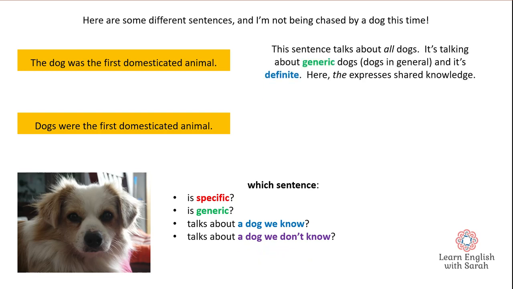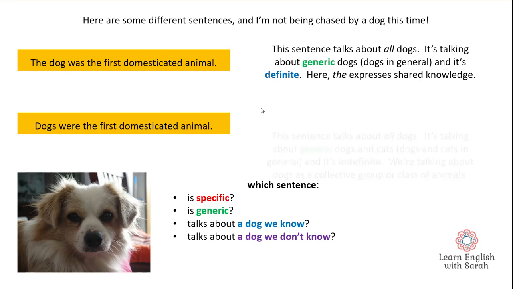Alright, so the first one, we are now talking about dogs in general. So it's crazy, right? We've got a single noun with a definite article, but we are talking about all dogs, and it's definite. Okay, so this article the is expressing shared knowledge. If I say this sentence, I'm assuming you know what this animal is.